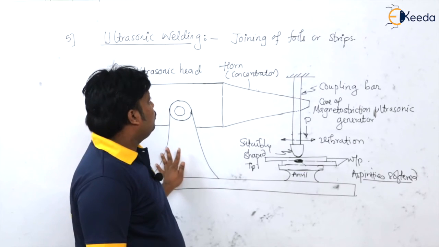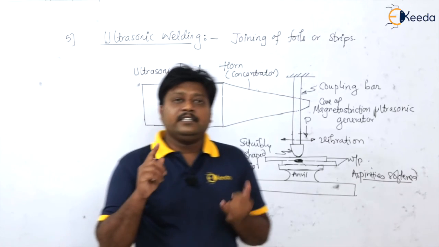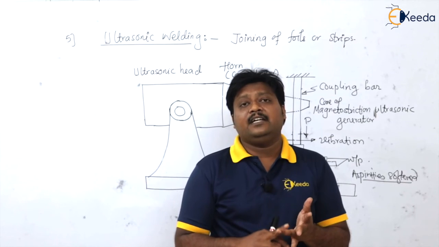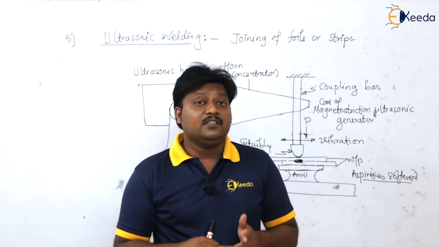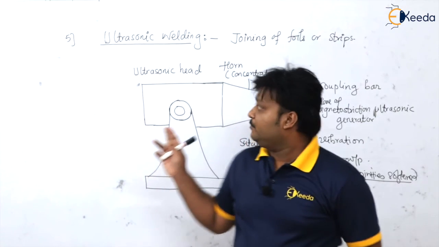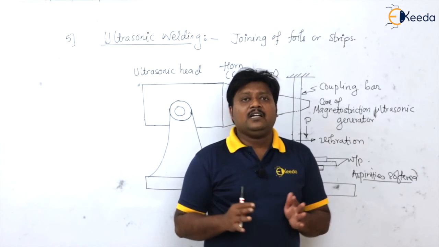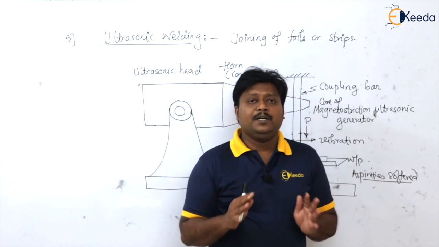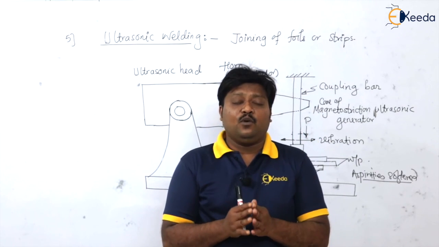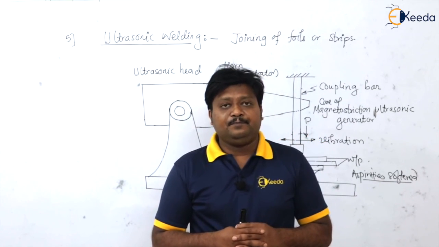Okay, so this is about the ultrasonic welding, and here we have seen the solid state joining processes. First we saw forge welding, second friction welding, third friction stir welding, fourth diffusion welding, and fifth this ultrasonic welding. And please remember that these all are autogenous welding techniques where no fluxes, no filler material or filler rod is used in the operation, as there is no liquid phase present. Okay, thank you.